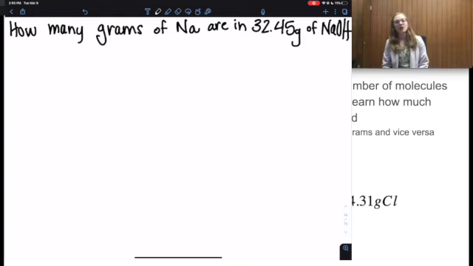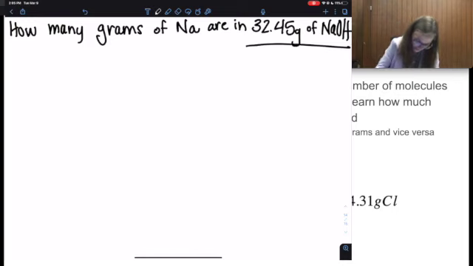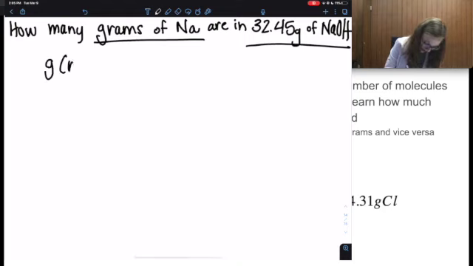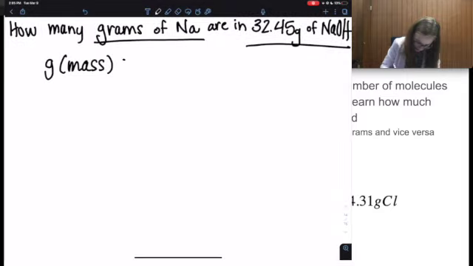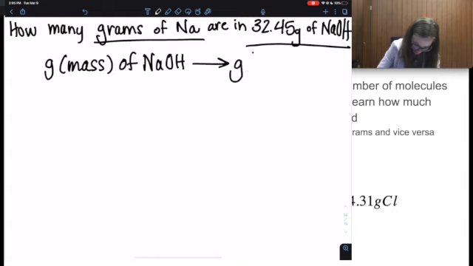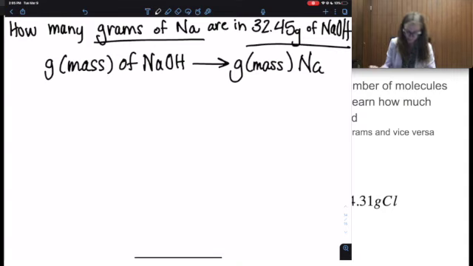So we want to know how many grams of sodium are in 32.45 grams of NaOH. I have 32.45 grams of NaOH, and I want to know how many grams of sodium. So I'm going from grams, which is mass, of NaOH, and I want to go to just grams or mass of sodium, okay?